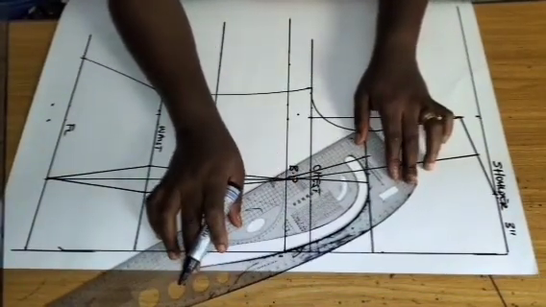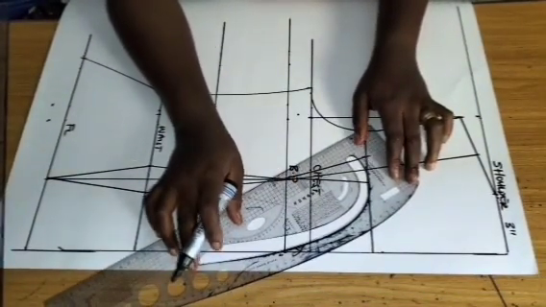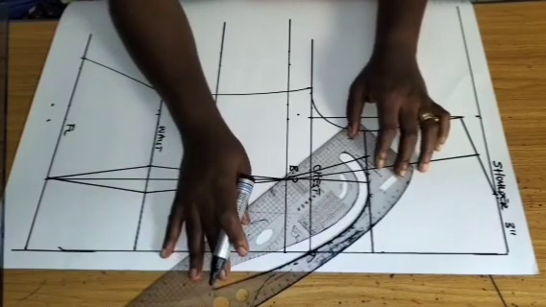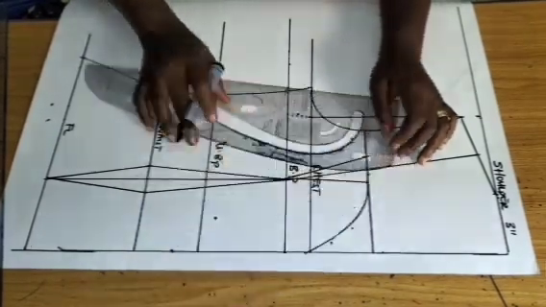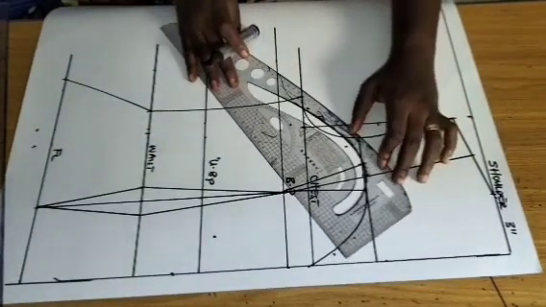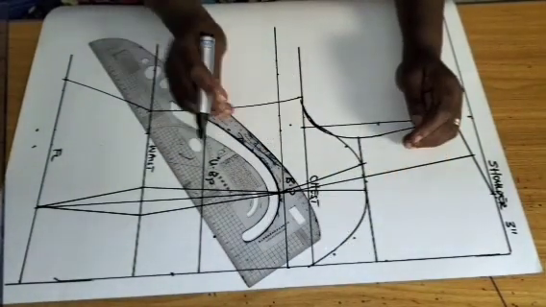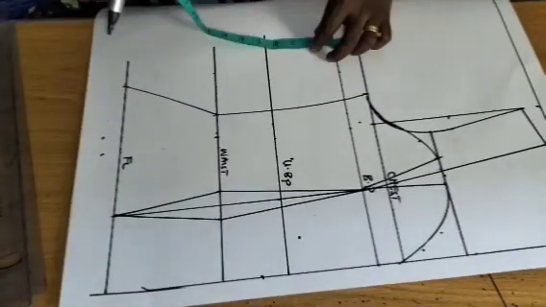So I'll connect the sweetheart neckline to the chest line. You can connect to the bust point, you can even connect to the waistline. But I'm going to connect this to the chest line, and then from that over bust line, I'll connect to the armhole, as you can see.